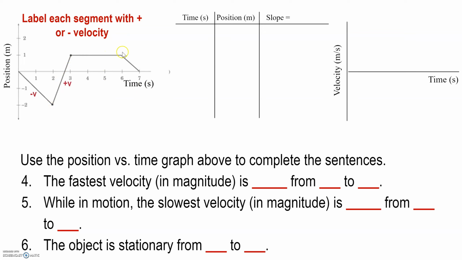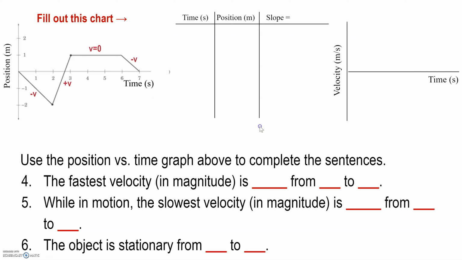If it's not changing over time, there's no change in position, which means you're not moving, and so the velocity is 0. And finally, a line pointing down is going to give us a negative velocity because of a negative slope. That's just in general how to label this, but we can obviously use numbers to calculate the slope for each segment as well.